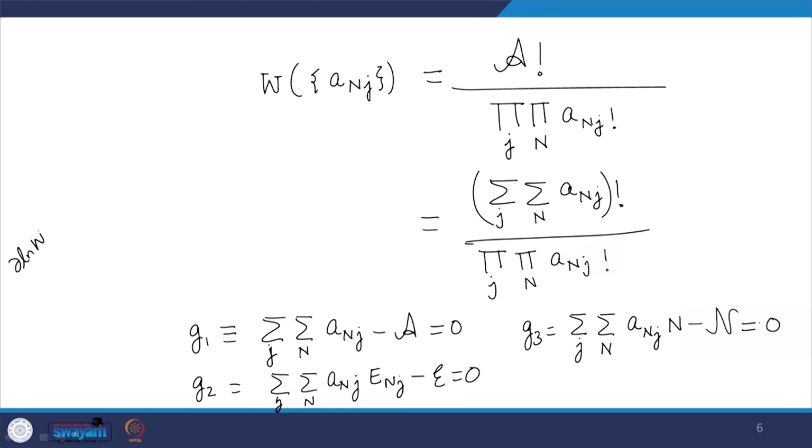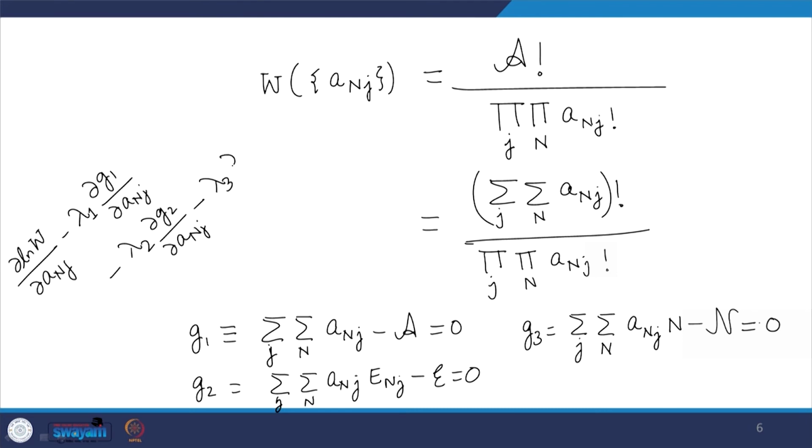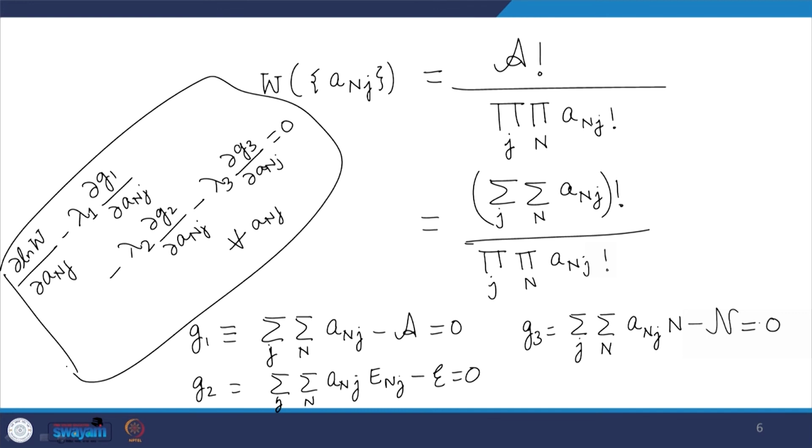And now the minimization problem is going to be: dou ln W by dou N_j, minus some Lagrange multiplier times the first constraint derivative, minus some Lagrange multiplier times the second constraint derivative, and again some other Lagrange multiplier times the third constraint derivative. This has to be equal to 0 for all values of N and j. So, we have got this particular thing.